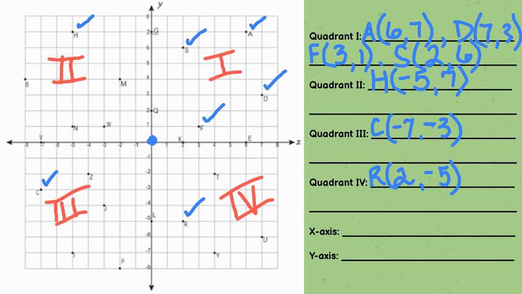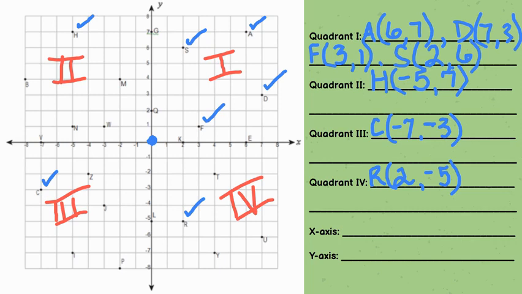What do you guys notice about both of the coordinates? Hopefully you said that they both were positive. How about quadrant 2? The x is negative and the y is positive, yes. Quadrant 3, how about the x? The x is negative and the y is negative. How about quadrant 4? The x is positive and the y is negative.